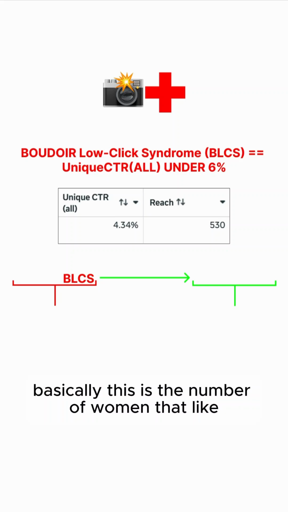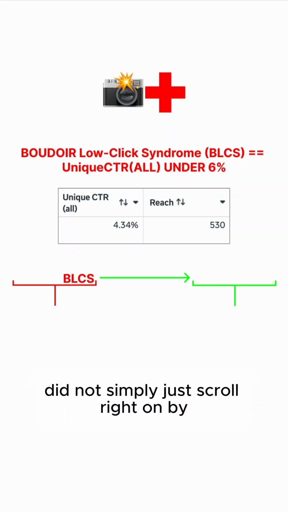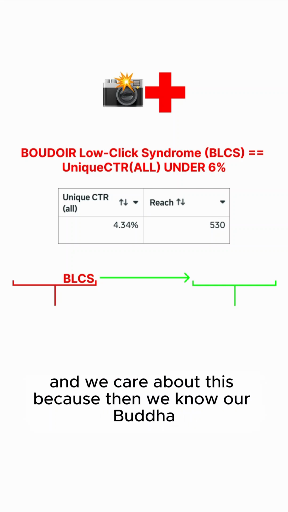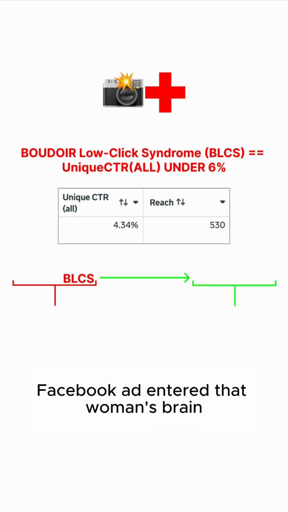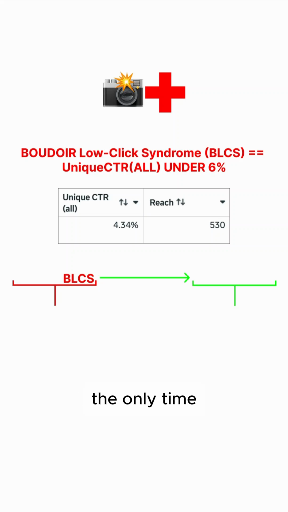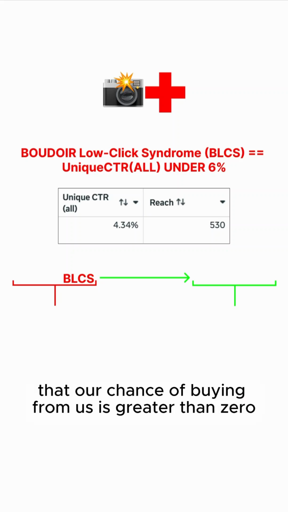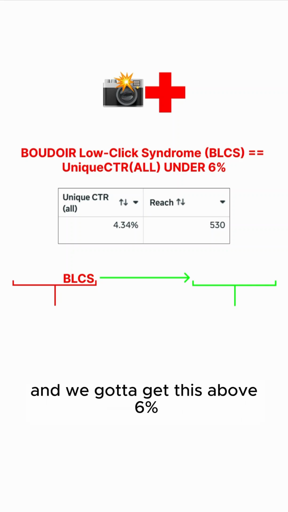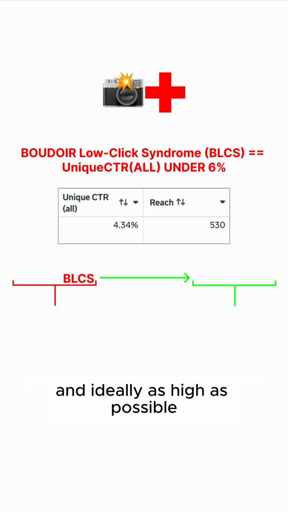Basically, this is the number of women that did not simply just scroll right on by. So they click somewhere on the ad, anywhere. And we care about this because then we know our Boudoir Facebook ad entered that woman's brain. And if our ad enters a woman's brain, that's literally the only time that our chance of buying from us is greater than 0. So under 6% is a problem, and we gotta get this above 6% and ideally as high as possible.